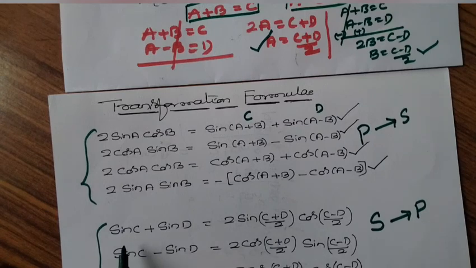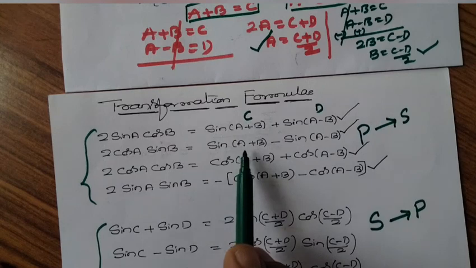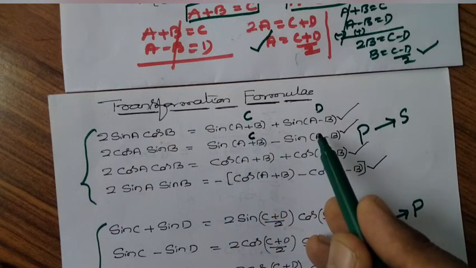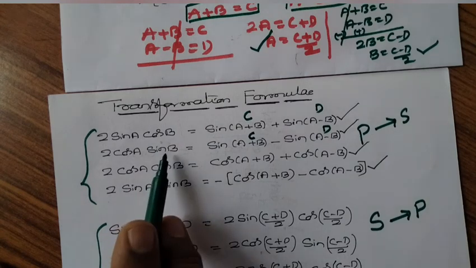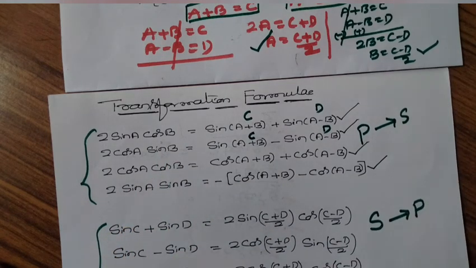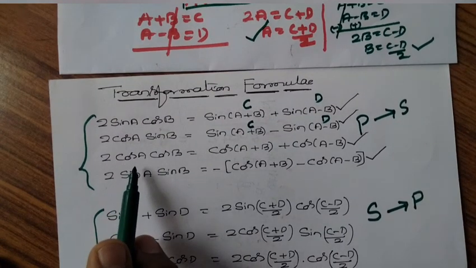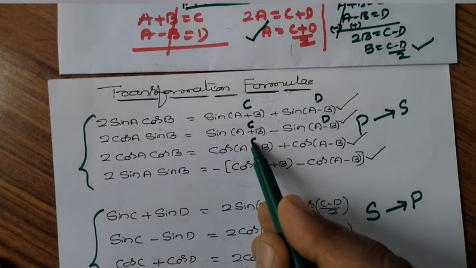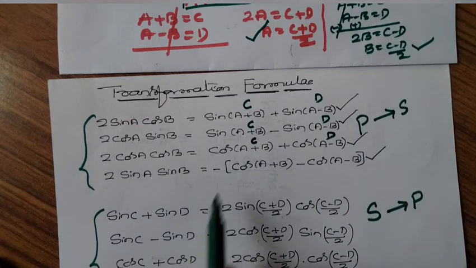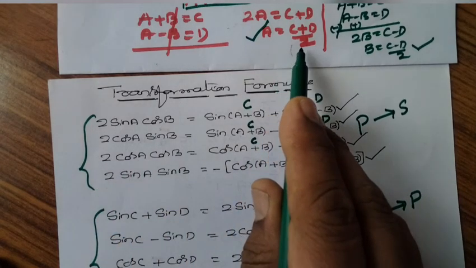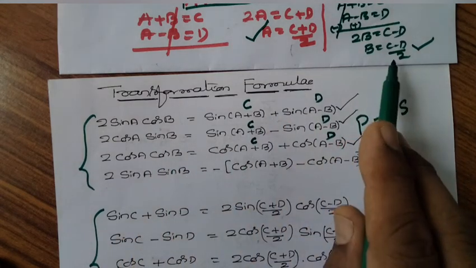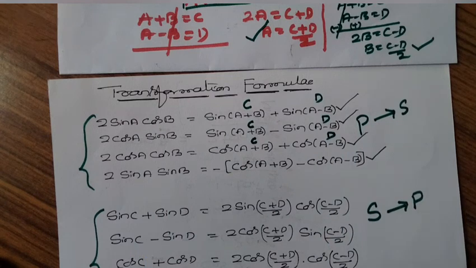Okay. Next, similarly, you observe here. In the second result, you replace A plus B as C and A minus B as D. So here we get sin C minus sin D. Yes or no? Sin C minus sin D equals this 2 as it is, and you replace A as (C plus D) by 2 and sin as it is, and you replace B as (C minus D) by 2. Okay. Next, similarly, in the third set, you replace A plus B as C and A minus B as D. So here we have cos C plus cos D equals the same 2 into cos of A, meaning (C plus D) by 2, and B is (C minus D) by 2. So thus we obtain cos C plus cos D is equal to 2 cos of (C plus D) by 2 into cos of (C minus D) by 2.